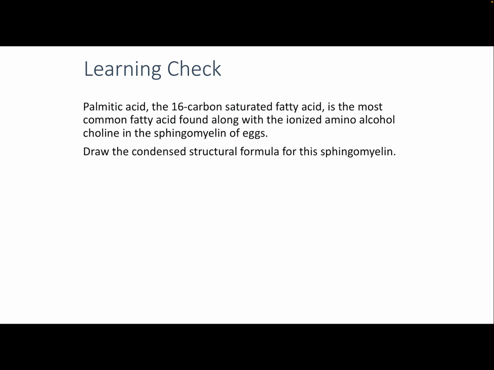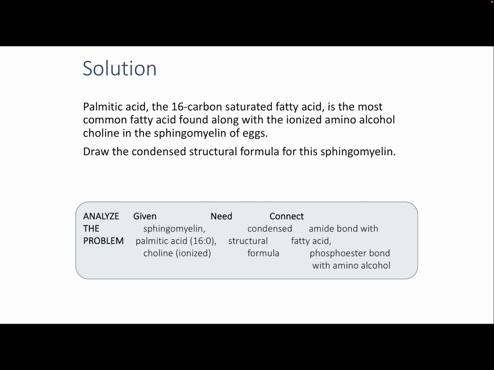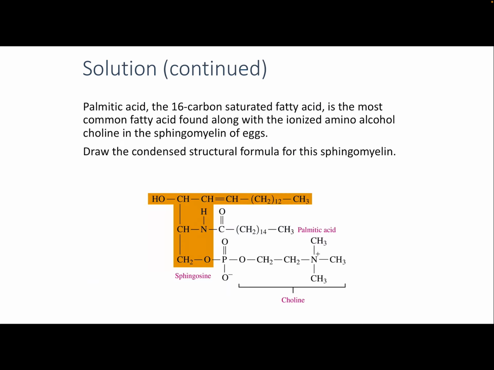All right, another learning check. Draw the condensed structural formula for this sphingomyelin, one that contains palmitic acid along with the choline, amino alcohol choline. So give that one a shot. Should look something like that. Again, focusing on the fact that nitrogen usually wants 3 bonds unless it's got 4 bonds and a charge. So that's what it means with ionized amino alcohol. Don't forget the negative charge on the oxygen there in your phosphate.